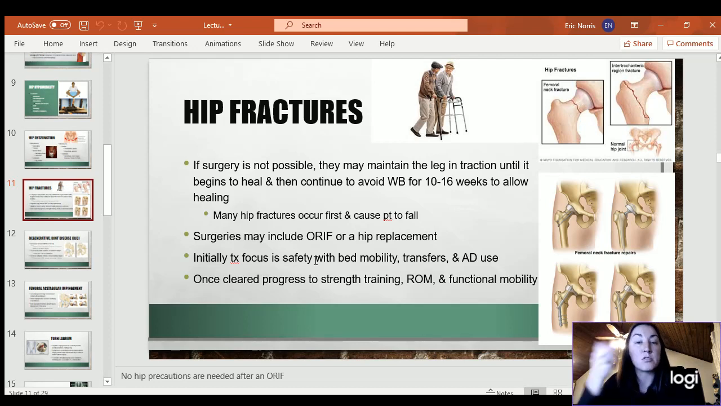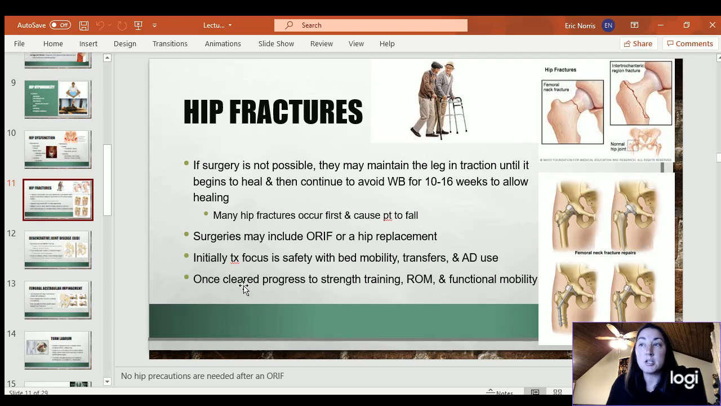So remember, as they're transferring, straighten the leg out. Otherwise, when you lean forward to sit up, you're breaking hip precautions. As they're moving in bed, straighten that leg out so that they're not bearing weight on it if they're not supposed to, or they're not folding it in past neutral or internally rotating. So just being aware of those precautions if they are in place.